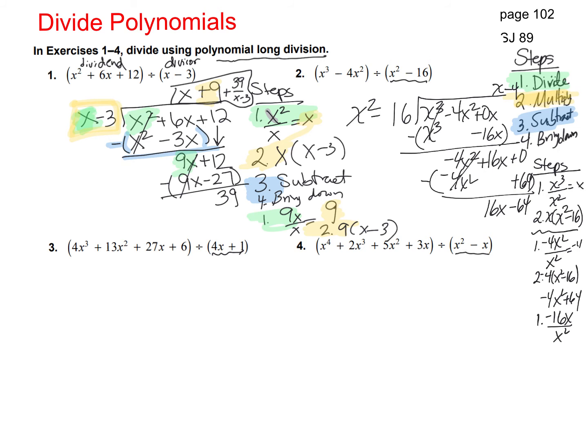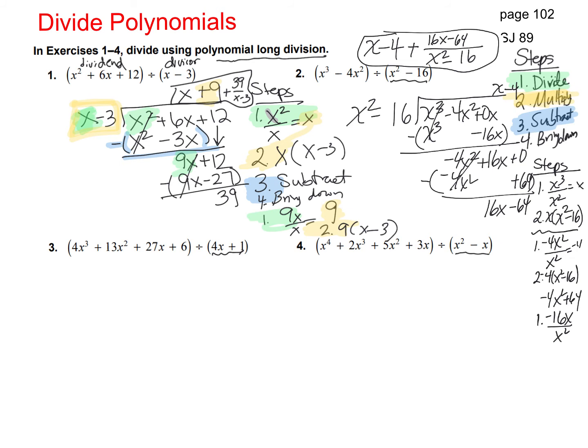So I have a quotient, I'm going to write it above here, of x minus 4. Since my remainder is a polynomial, I'm going to put a plus sign and put 16x minus 64, remainder over divisor, x squared minus 16. And that's the answer to number 2.